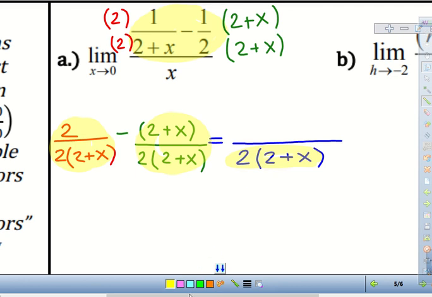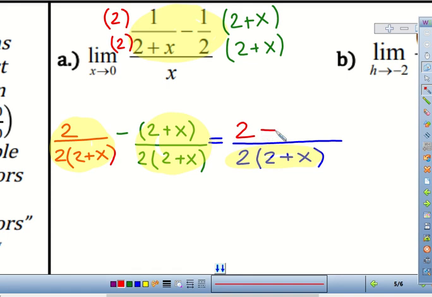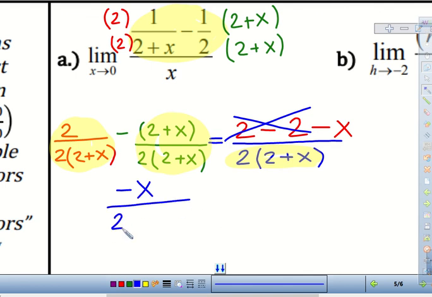Okay. So now I can make it into one big fraction, right? Because they have the same denominator. It's just going to be 2 minus 2 minus x. And what's going to happen with the 2's? Good. These cancel out. And that leaves me with negative x over 2 parentheses 2 plus x. And then this right here, x, how can I rewrite x to make it into a fraction? X over 1.